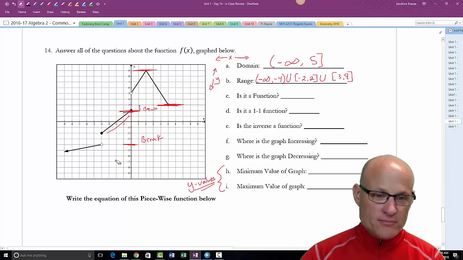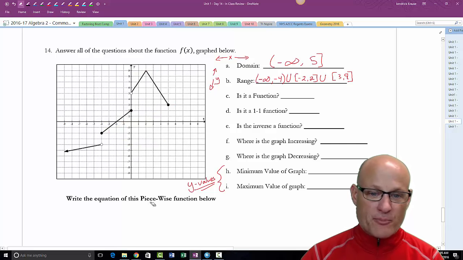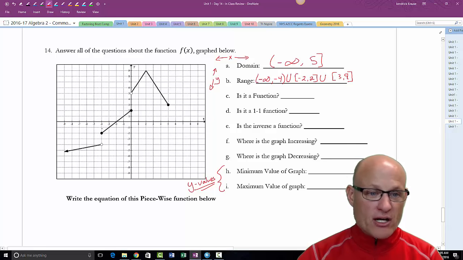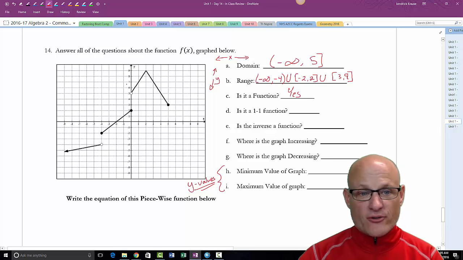Is it a function? Well, does it pass the vertical line test? Is there a place where we have repeating x values? No, there isn't. We go through a big hole here, so it's not going to hit that. So yes, this is a function. Is it a one-to-one function? No, it fails the horizontal line test, and therefore its inverse is not a function.